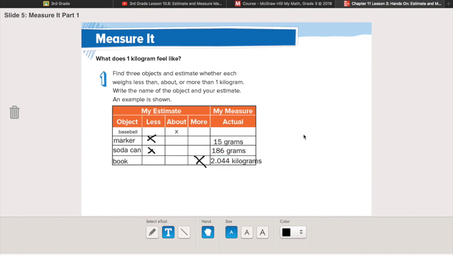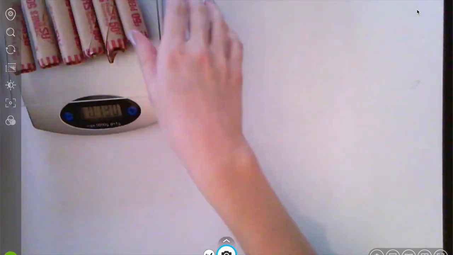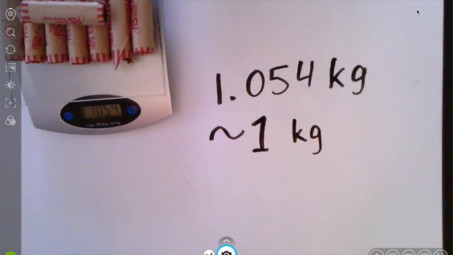The next thing we're going to do is place 8 rolls of pennies on one side of a bucket balance. And we're going to use different objects to figure out what we think. So first I want to show you. I have 8 rolls of pennies right here. And I'm going to put them on here to show you, there we go, that those 8 rolls of pennies are about 1 kilogram. Of course, it's a little bit off, but it's about a kilogram.